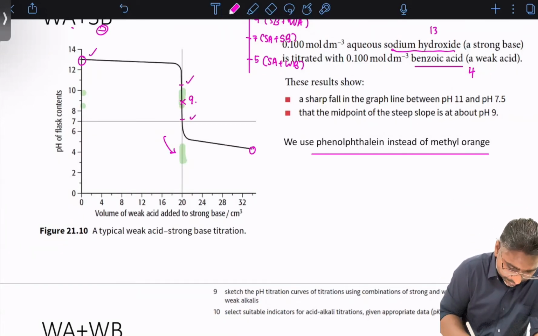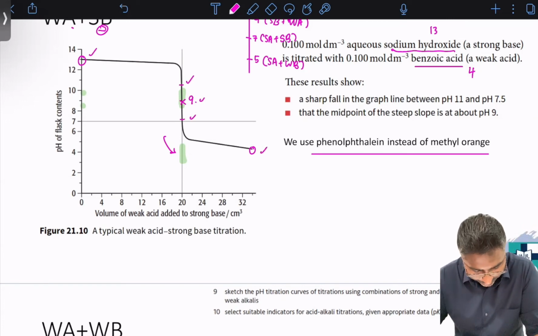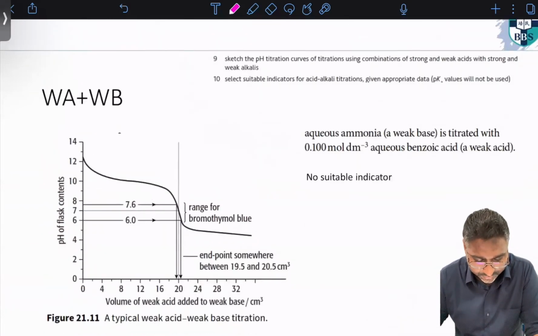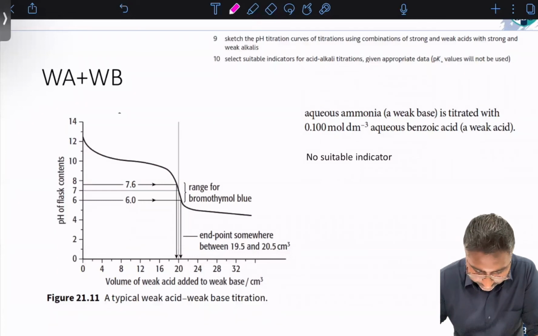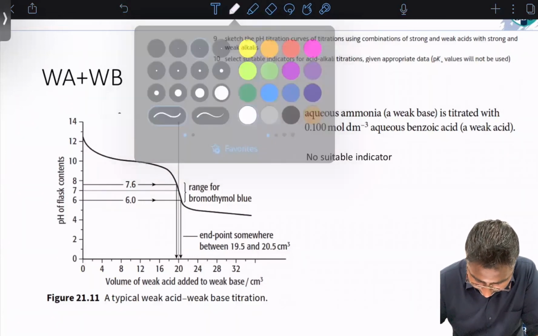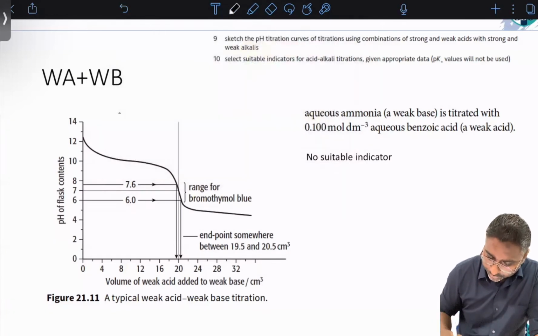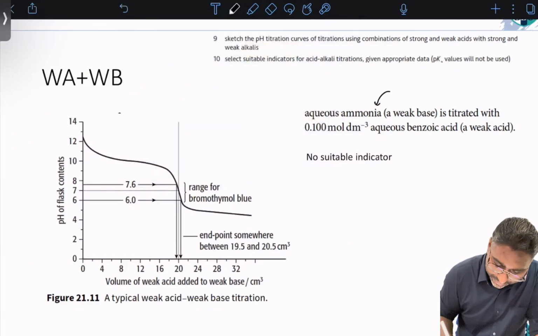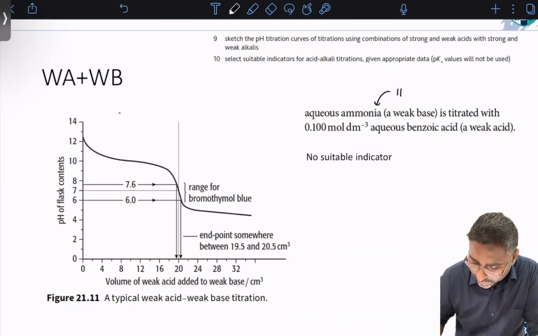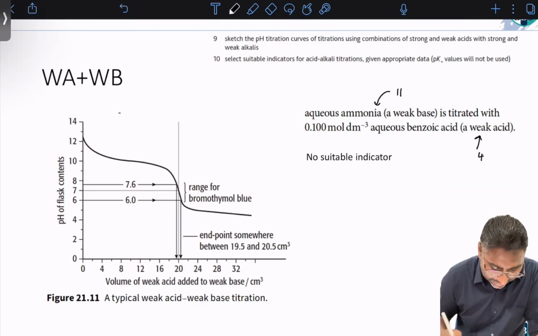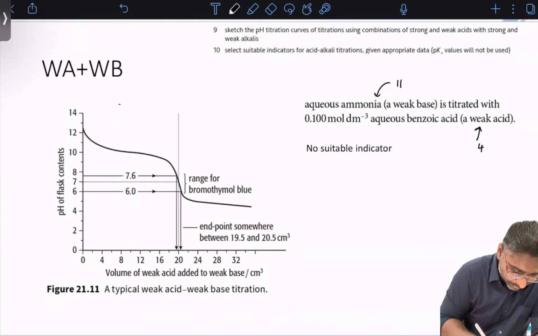Now, do remember the numbers here. And if you look at the last one, which is the weak acid and weak base, there is no sharp fall. I think there is some error over here. I'll show you first. Aqueous ammonia is a weak base, so for a weak base we use 11, not 13. And a weak acid is going to be 4. So from 11 to 4. Here they use more than 12. I will use 11.